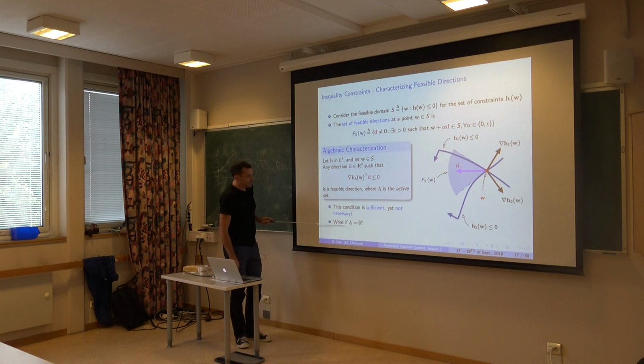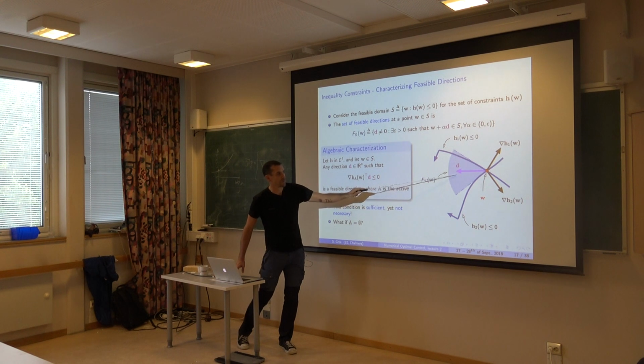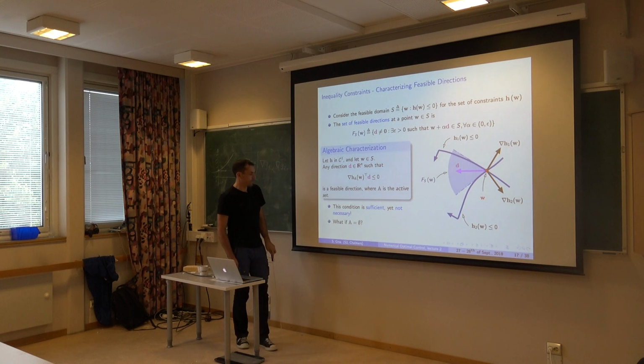So yeah, if the active set is empty, I'm talking about an empty matrix here, and you could read that as basically a condition that is always satisfied, which would give me then a complete neighborhood around my point inside the feasible domain.